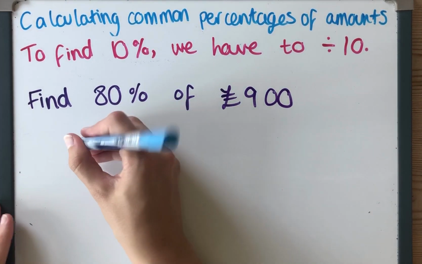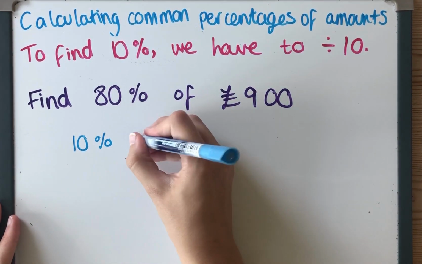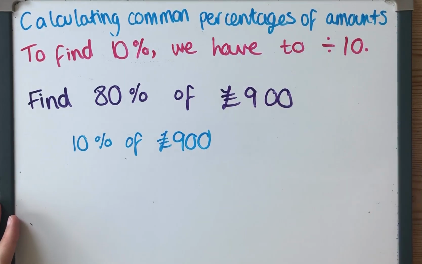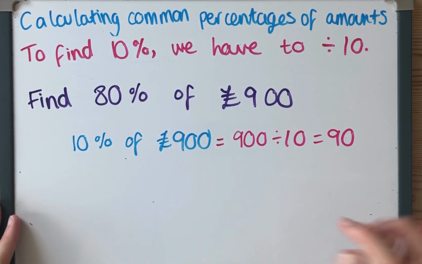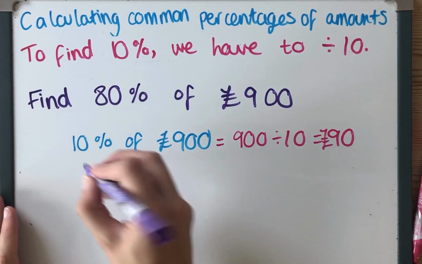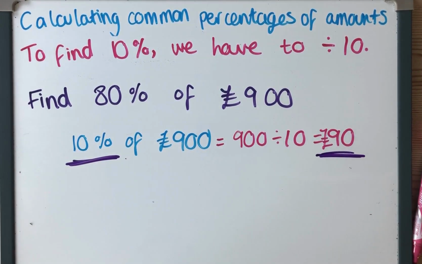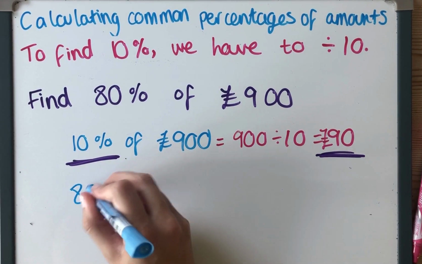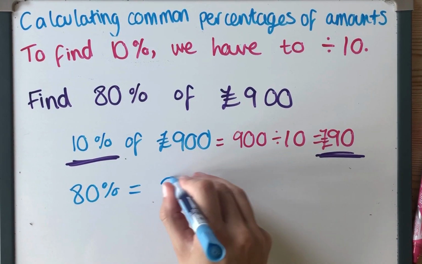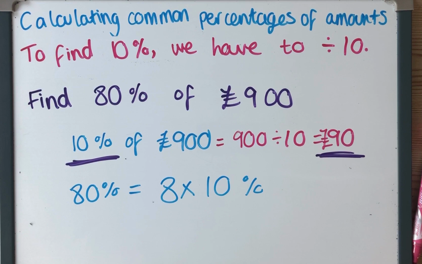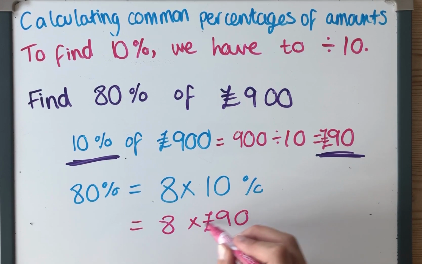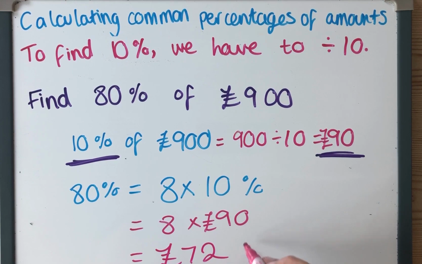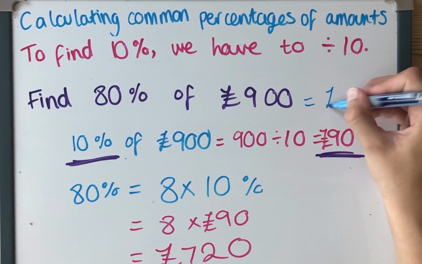Now, it's a multiple of 10, so I'm going to start off by finding out what 10% is. So I'm going to do 10% of £900. And to get that, I'm going to have to do my 900 divided by 10, which is 90. So I know that 10% is £90. Now I don't want just 10%, I want 80%. And 80% is 8 lots of that 10%. Now if 10% was 90, if I've got 8 times by £90, that's going to give me 720. And so 80% of £900 is 720.